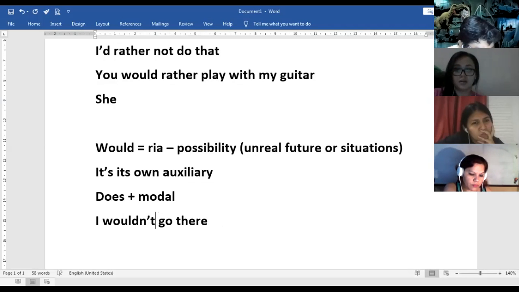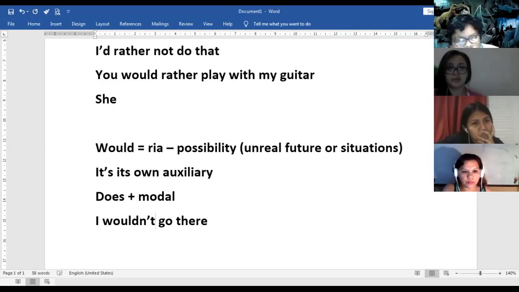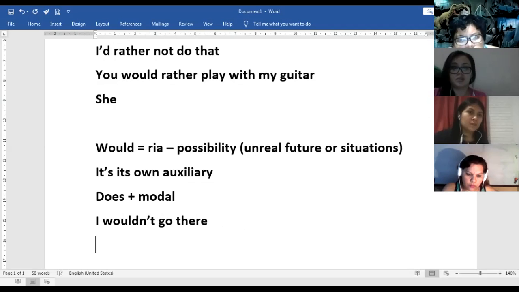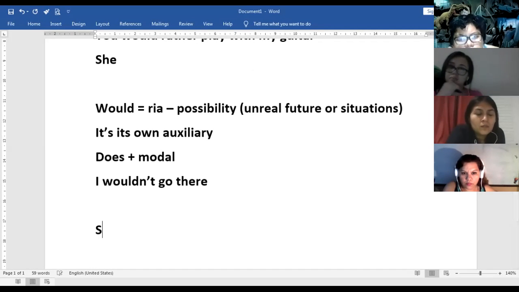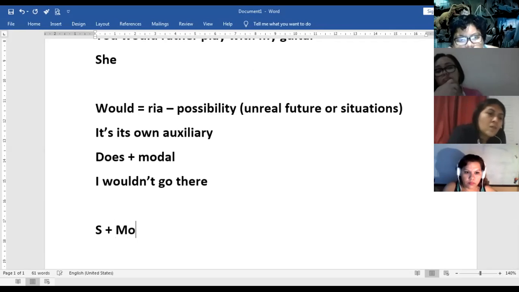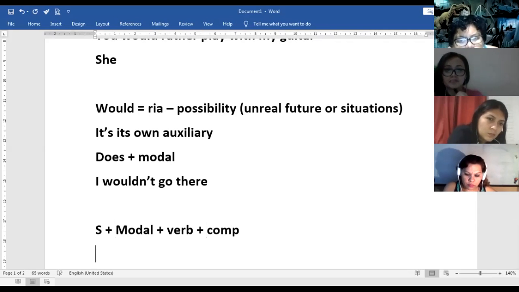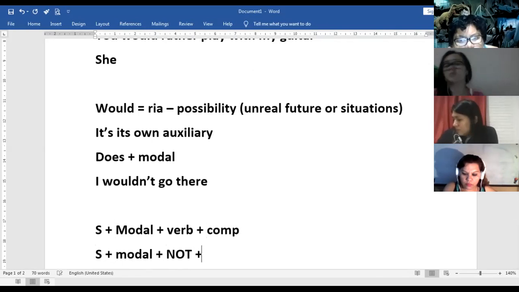Me están siguiendo, díganme, sí o no. Yes. Okay. Es como poner una doble negación. Excelente. Todos los modales son su mismo auxiliar. Es decir, la fórmula de los modales: subject plus the modal plus the verb in its base form plus the complement. Como dice la regla, solo ocupo al modal, que va a ser el mismo auxiliar, a ese le voy a agregar el not. Okay? Plus the verb plus the complement.